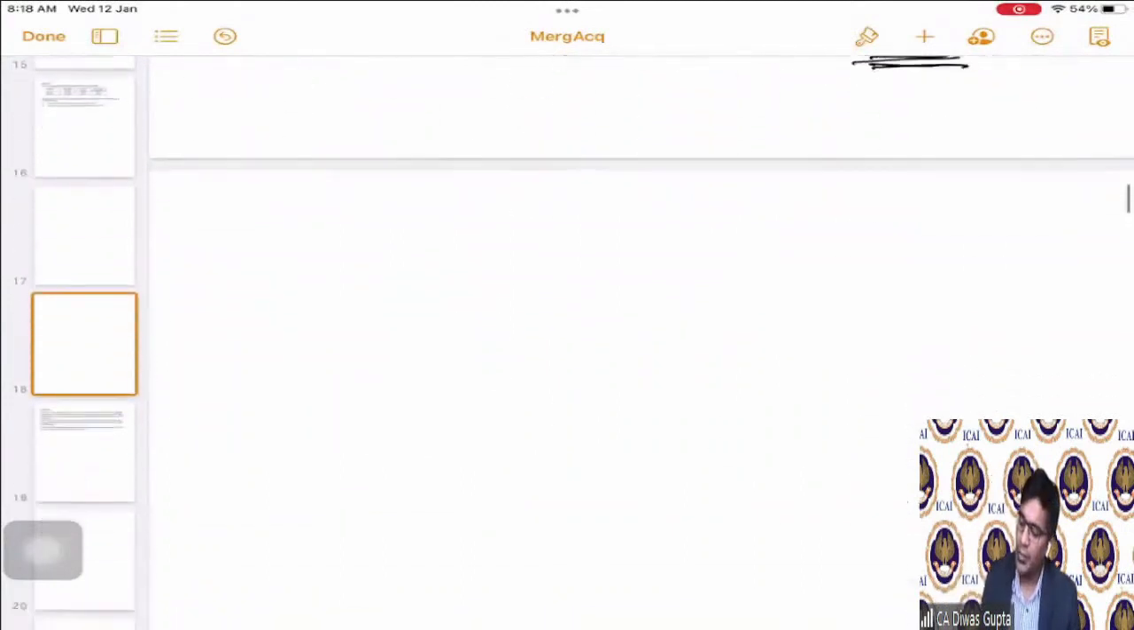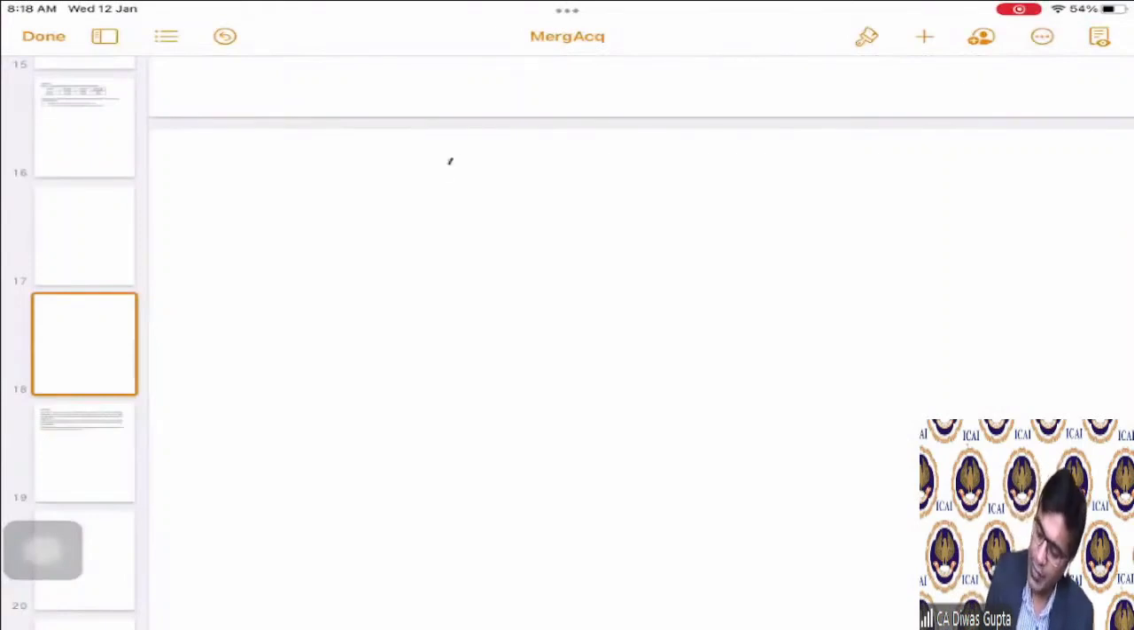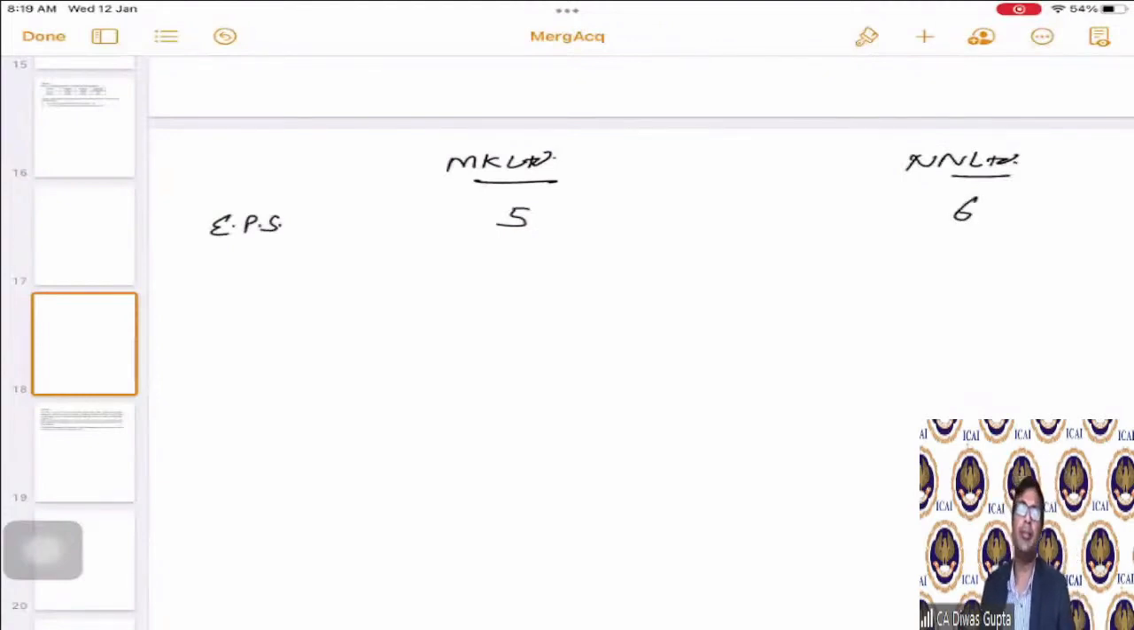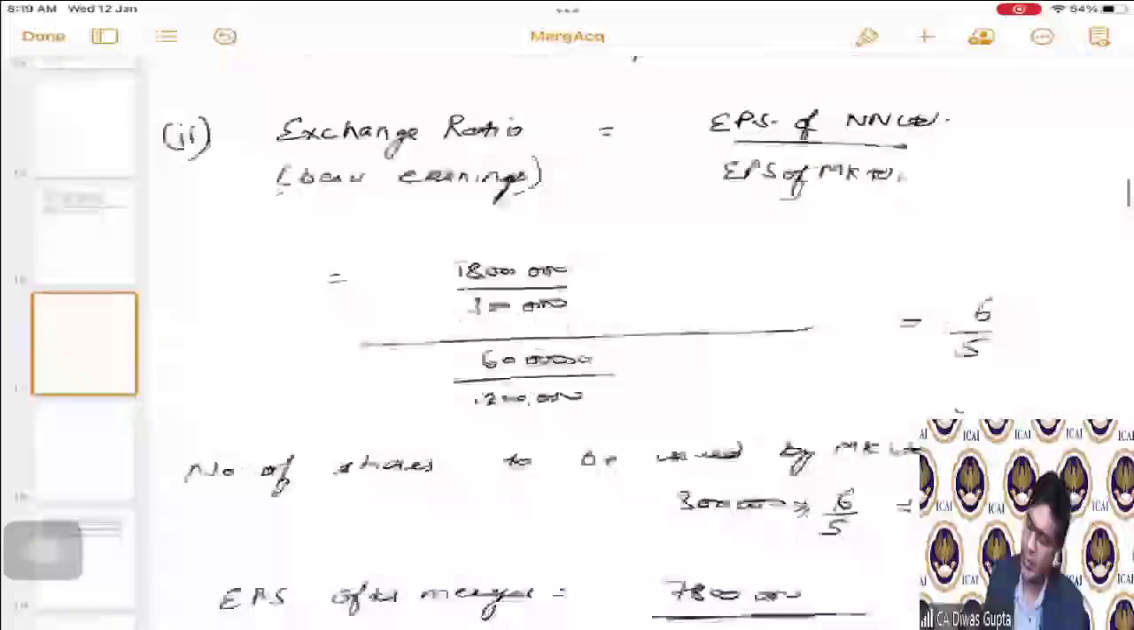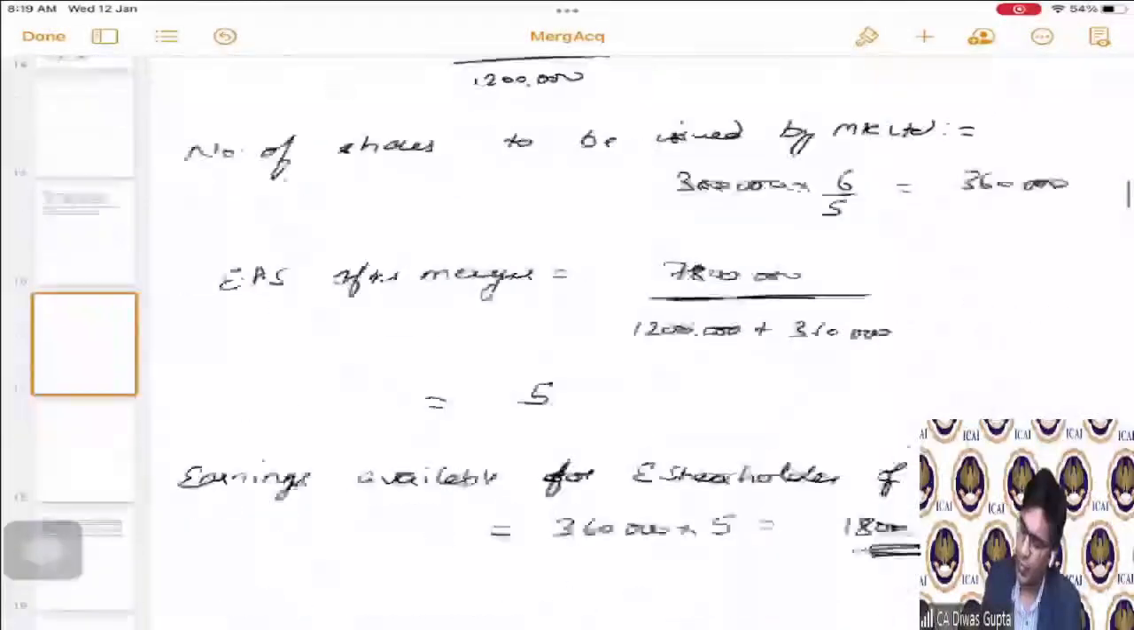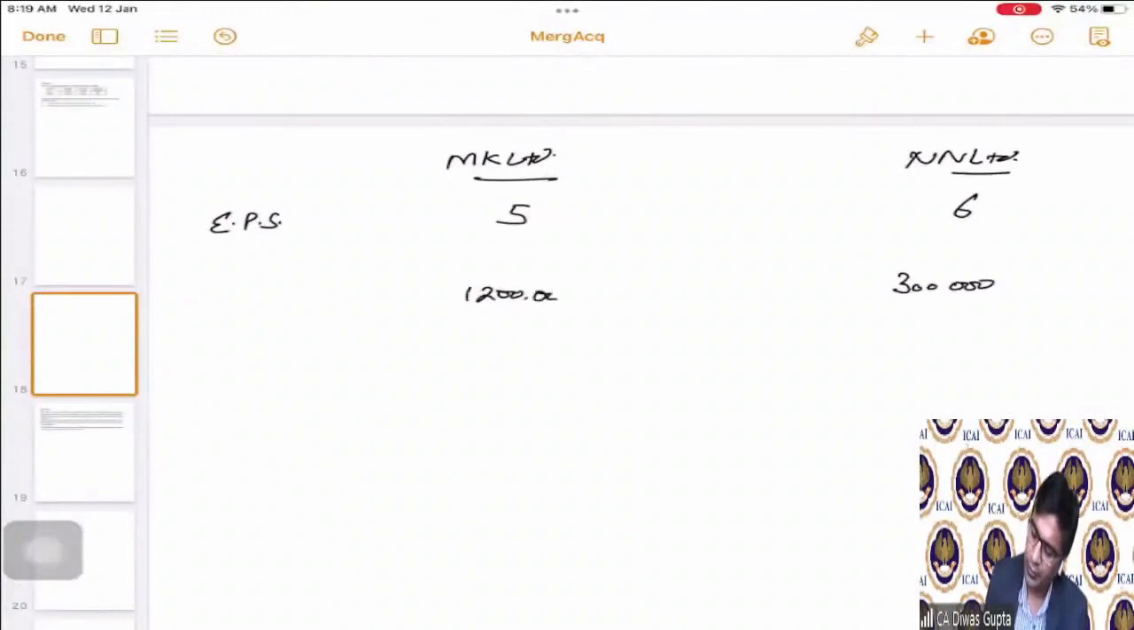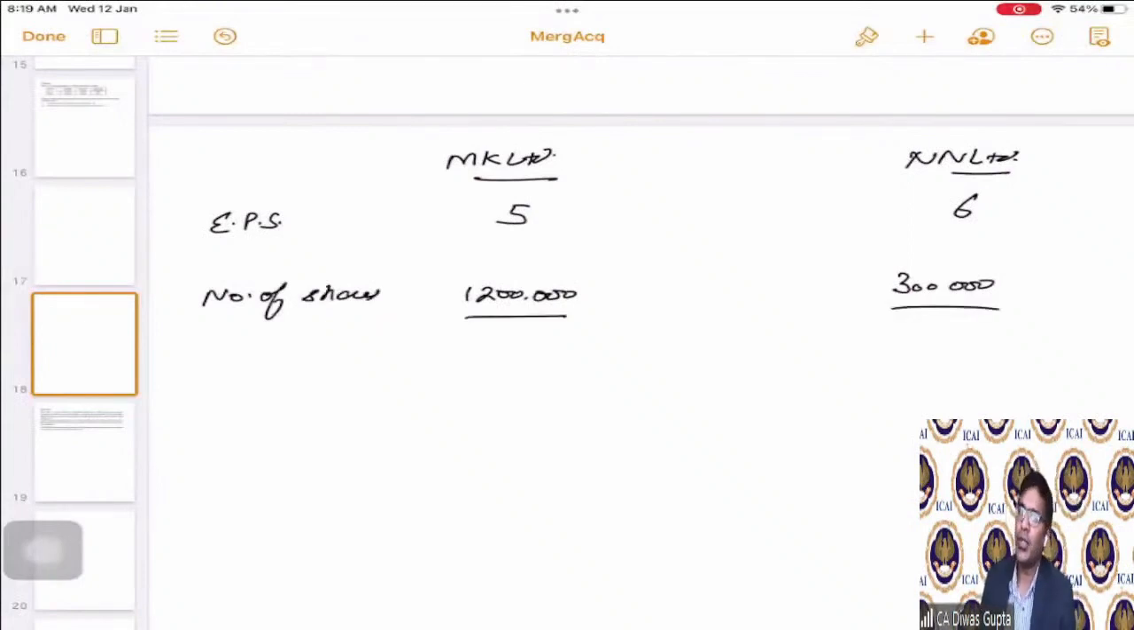Now, what I'm trying to say is, if you see MK Limited and NN Limited, their EPS is 5 and here it is 6 as per the calculation. What is the current outstanding shares? 3 lakh, and I think it's 12 lakh here, correct? Yes, 12 lakh. So students, 3 lakh is the outstanding shares of NL Limited, 12 lakh is the outstanding shares of MK Limited, and MK Limited is currently having a lower EPS than NL Limited.